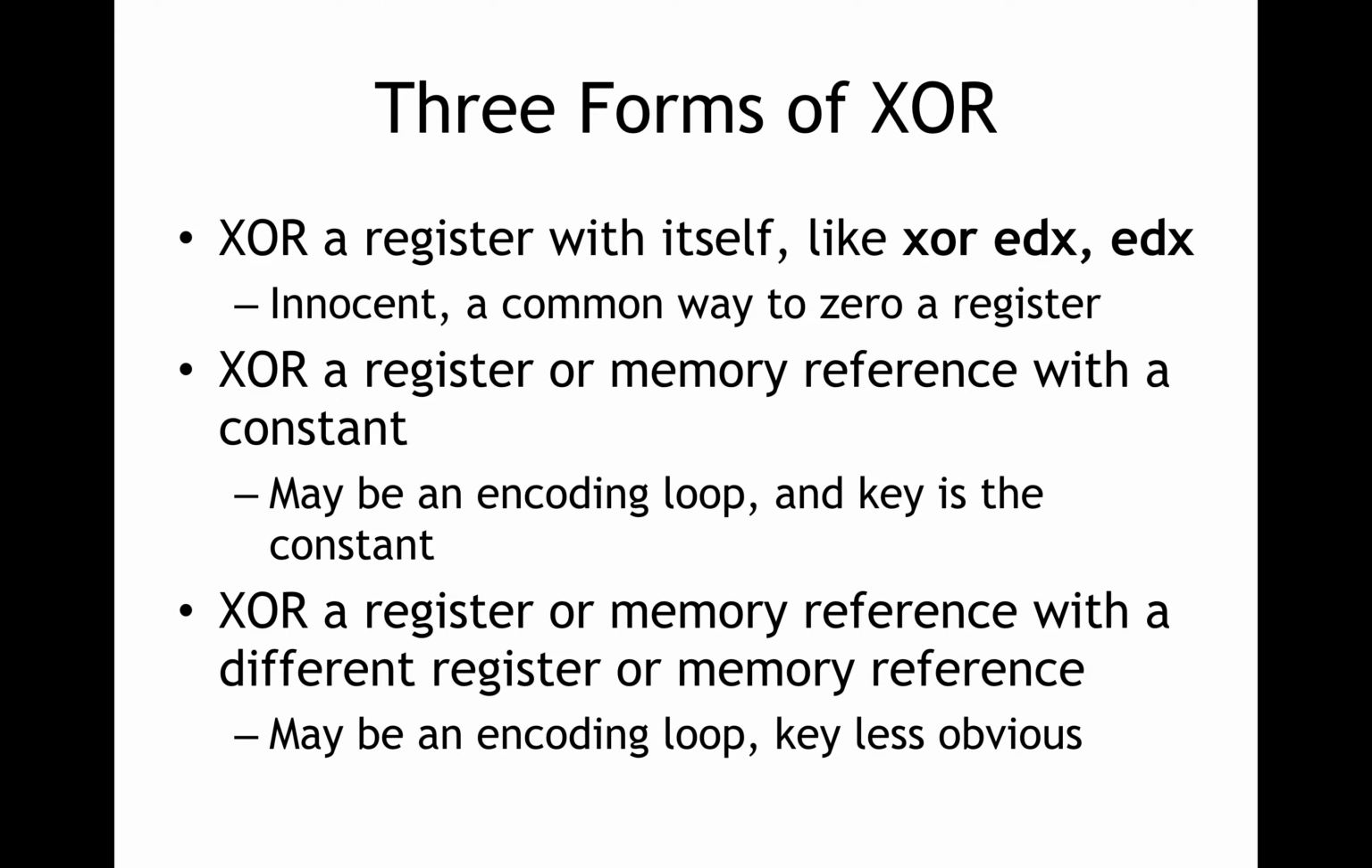All right, so you can XOR a register with itself. Now if you see that, that doesn't matter. That's just the most common way to make a 0. That's the shortest way in assembly language to fill EDX with 0, is XOR it with itself. So that does not indicate XOR encoding. XORing a memory or a register with a constant is single byte encoding with a constant key, and XORing a memory reference with another memory reference might be a more complicated encoding, like a multi-byte key, where it has one index counting through the key and another index counting through the plain text.